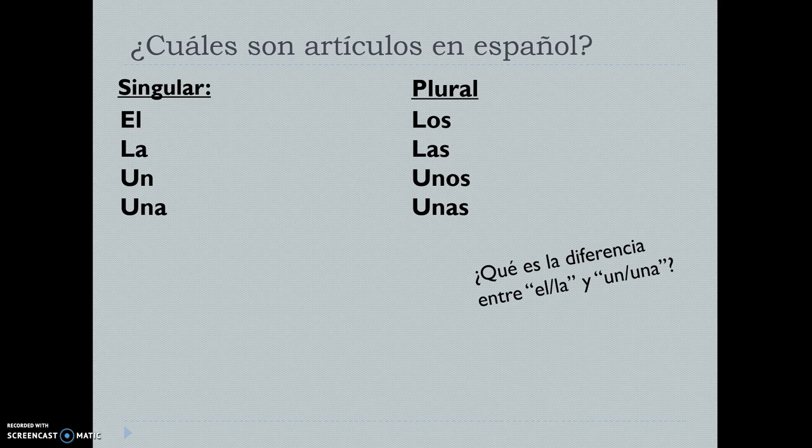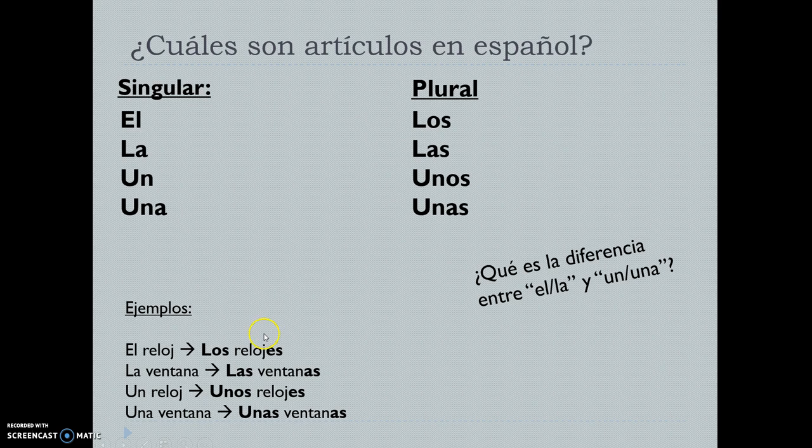¿Qué es la diferencia entre el, la, un y una? Remember how we talked about el and la are definite articles, they mean the. Un and una are indefinite articles, they mean a. Similarly here, los and las are definite, unos and unas indefinite. Los libros would be the books, unos libros would be some books.